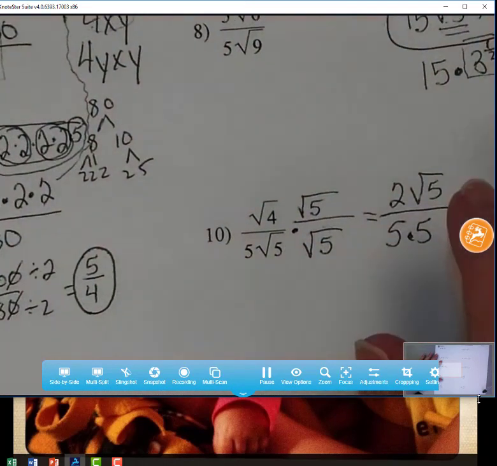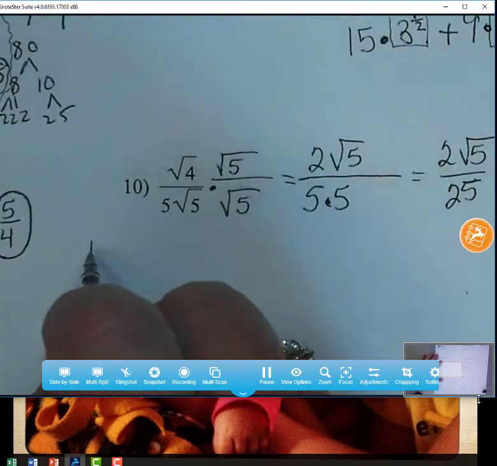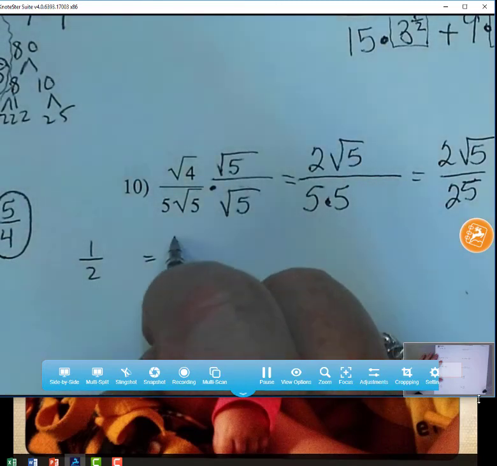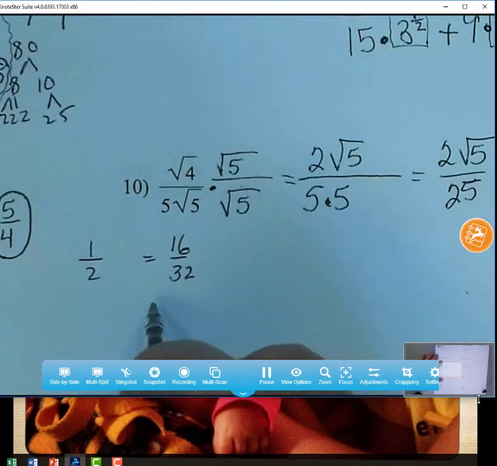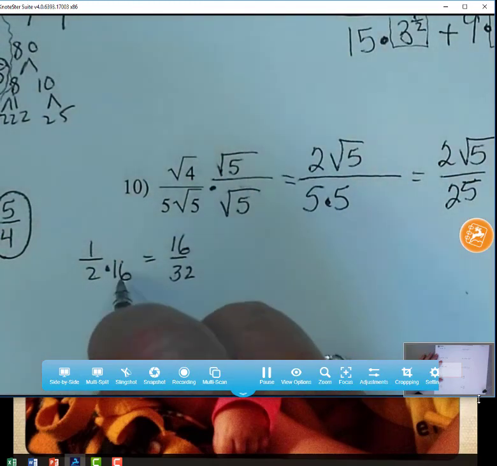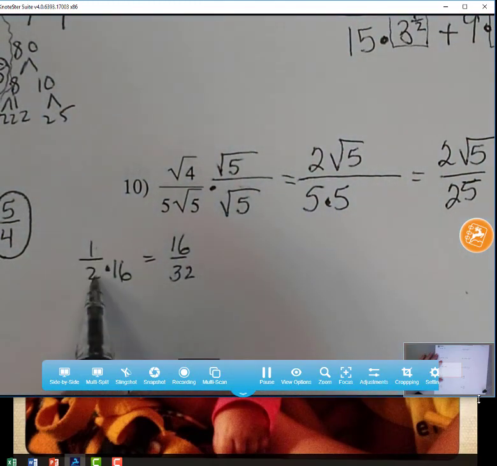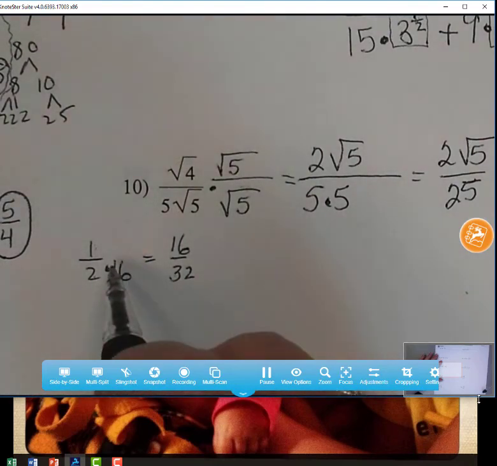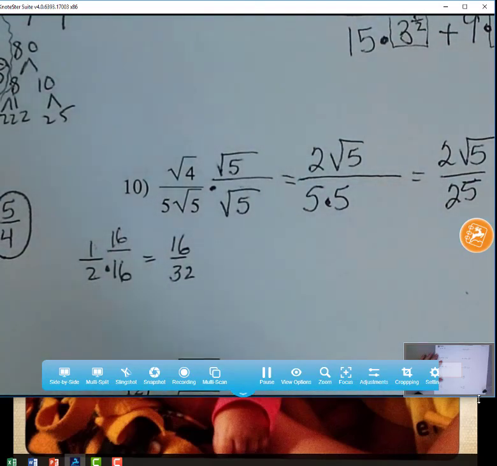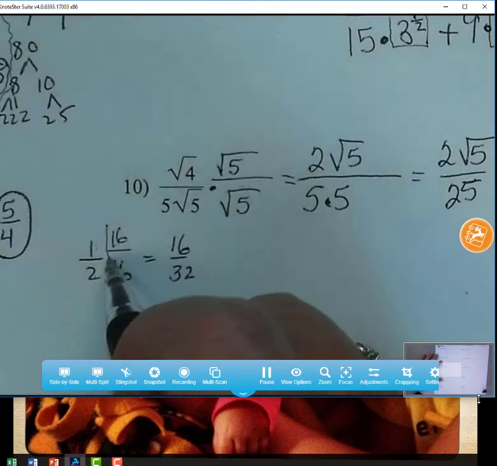Just like when I was saying that 1/2 is the same as 16 over 32, how did the 2 turn into the 32? I multiplied by 16. But 1 over 32 is not the same as 1 over 2, right? So I had to multiply the numerator also, because I'm multiplying by a factor of 1.